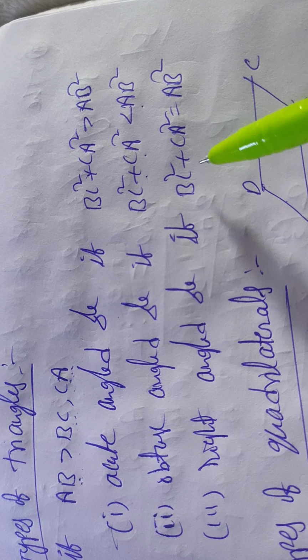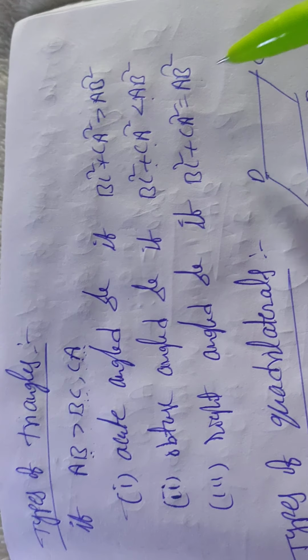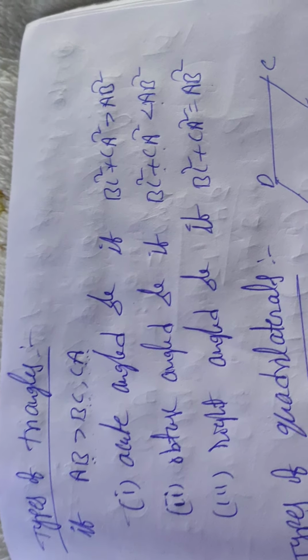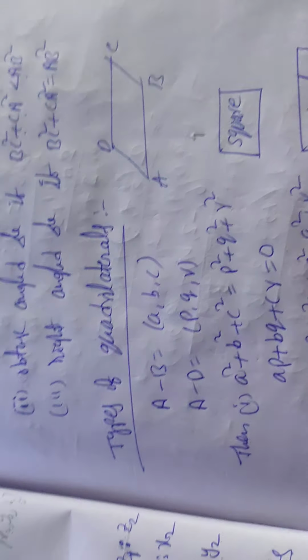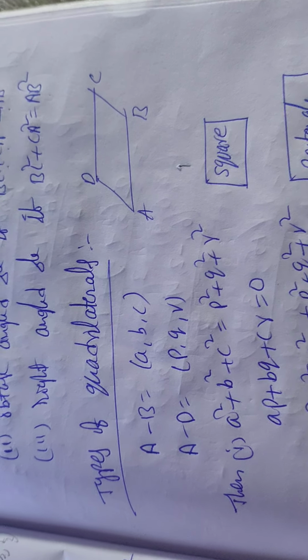Right angle triangle, if BC square plus CA square is equal to AB square. Same formulas we discussed in the 2D coordinate system. Here also same, just remember. Next, types of quadrilaterals.